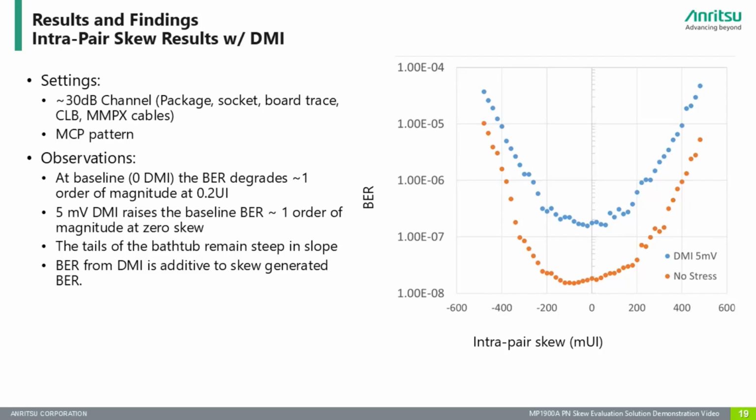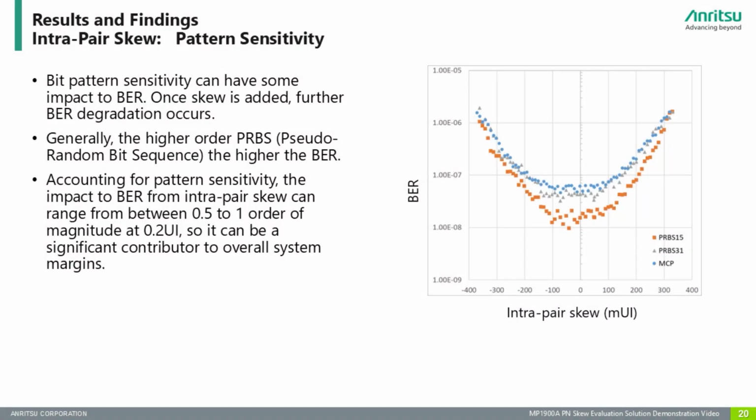With the same pattern, this time injecting DMI instead of SJ, it can be observed that about 5 mV DMI raises the baseline BER 1 order of magnitude at 0 skew. Varying patterns was also tested. Bit pattern sensitivity can have some impact to BER. Once skew is added, further BER degradation occurs. Generally, the higher order PRBS, the higher the BER.